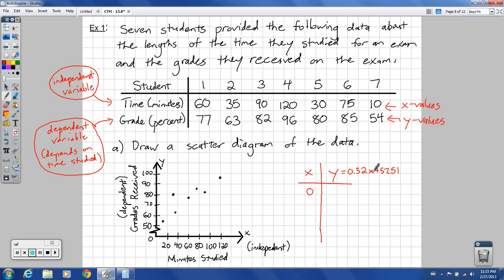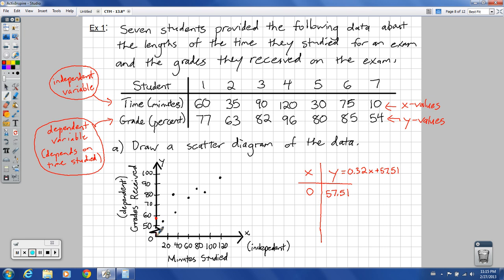So if you plug in 0 for x into that equation, you get 0 for this part. It goes away. You just have 57.51. On the graph, I want you to plot that point, 0 and 57.51. So here's 0, 57.51, here's 55, so you're approximating it, but it'd be about right there. So different color, that's your y-intercept.